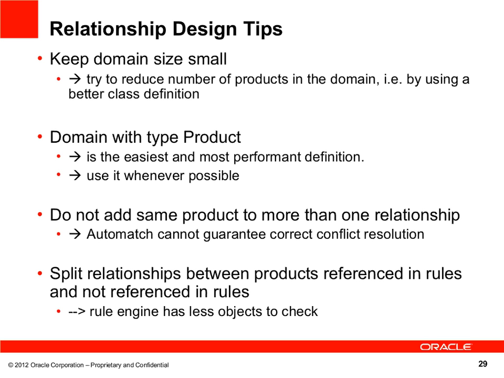Then Automatch will try to transform the current product instance you have on a quote into this newest product model. And if you have products in more than one relationship, then it can happen that Automatch cannot decide where the product should go and that it is moved to the wrong relationship. So this means that it cannot guarantee a correct conflict resolution. Therefore, the recommendation is only add the product to one relationship and not more.